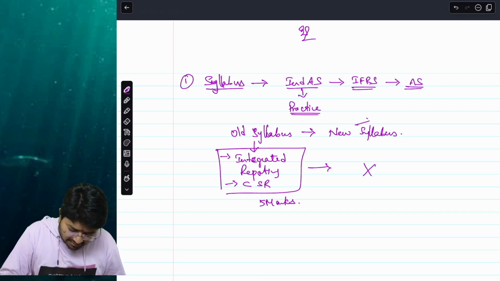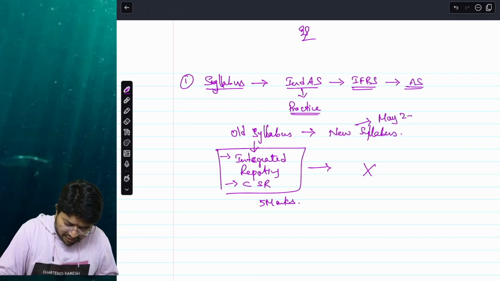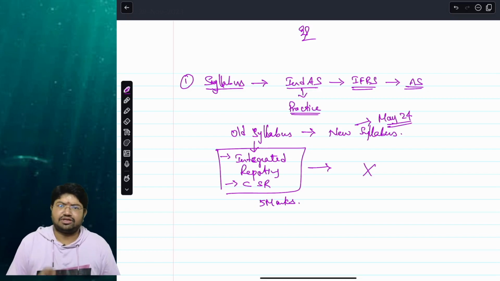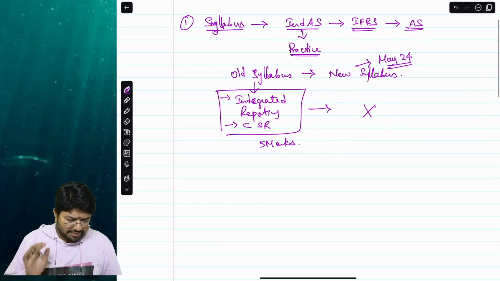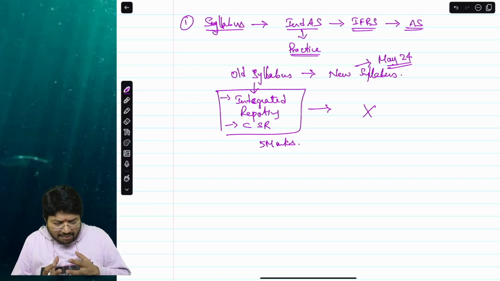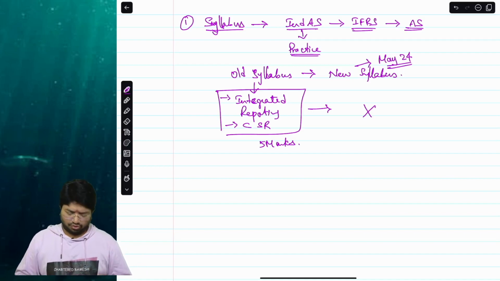When I say new syllabus, it is about the May 24 attempt onwards. It is not at all there. Now, coming to the standards, what would be the approach for each of these topics is something which you should know.